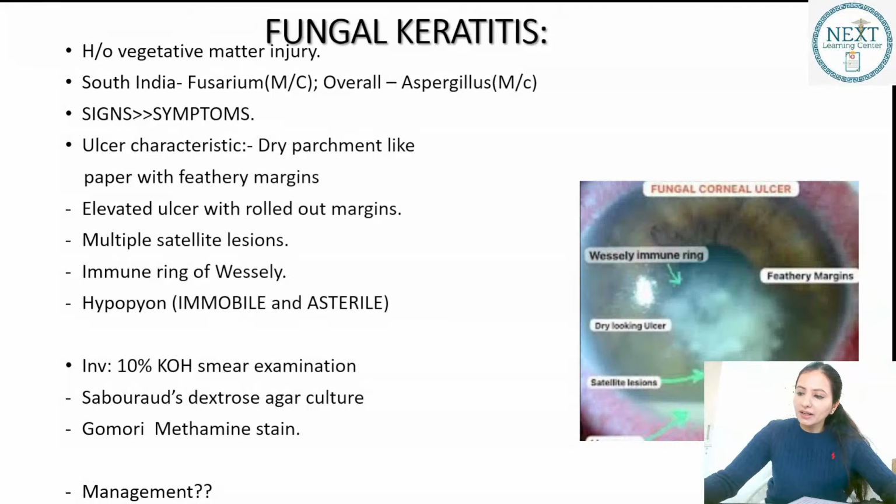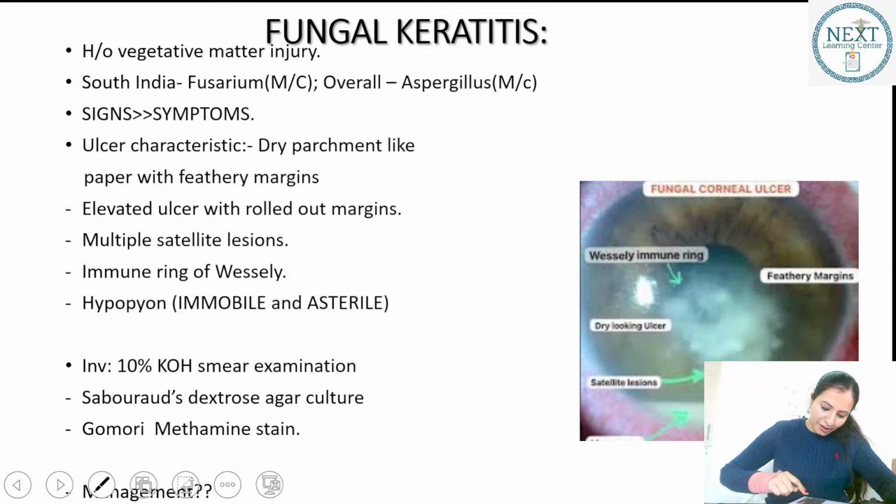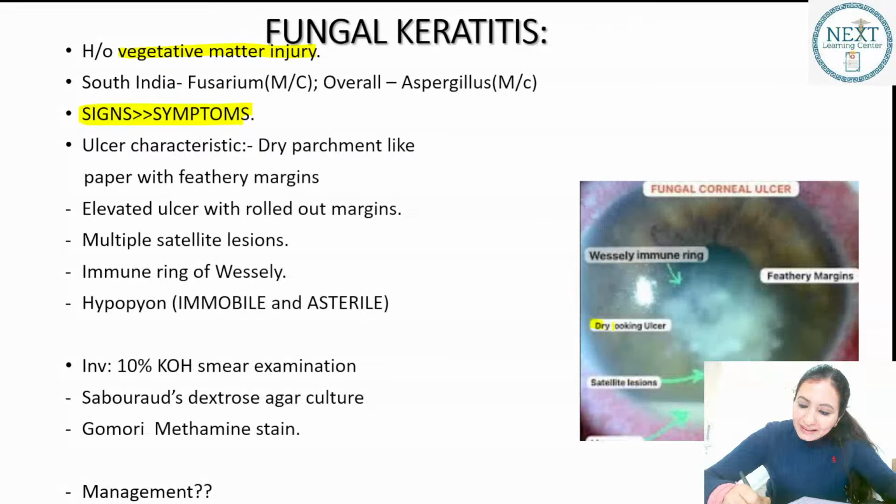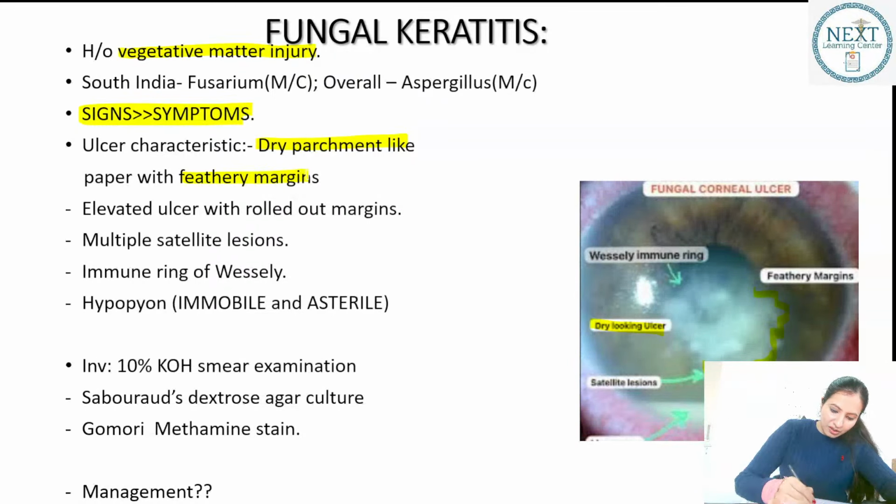Now talking about fungal keratitis, 2-3 important points that you need to know. In a question, if you are given a history of vegetative matter injury, close your eyes and mark fungal keratitis. Signs are more than symptoms. The ulcer will be dry looking. Margins are fluffy, or what you call feathery margins. Multiple satellite lesions. That means you have the main lesion and multiple lesions. Then hypopyon is characteristically immobile and unsterile.